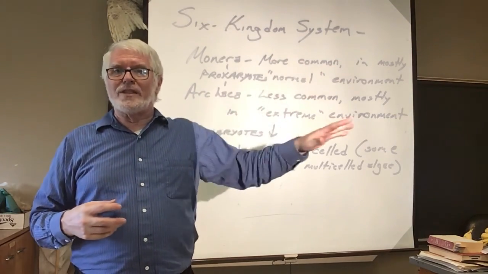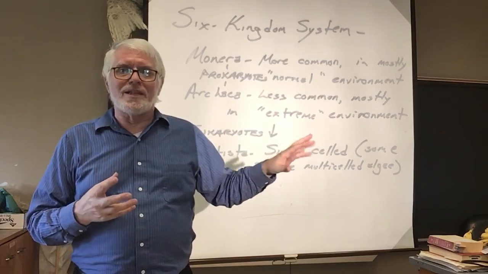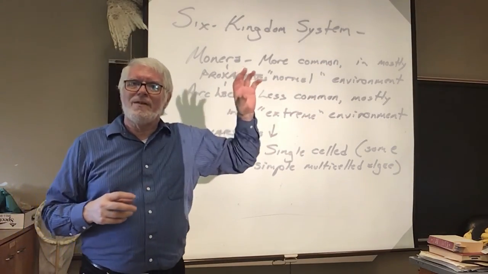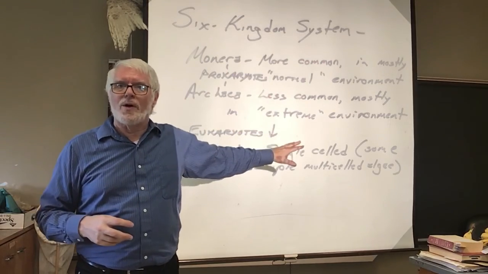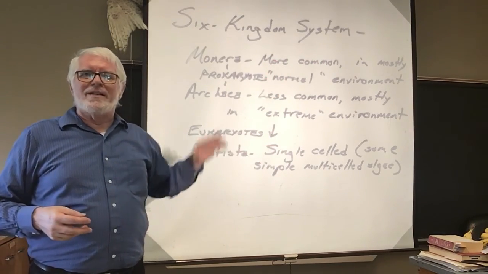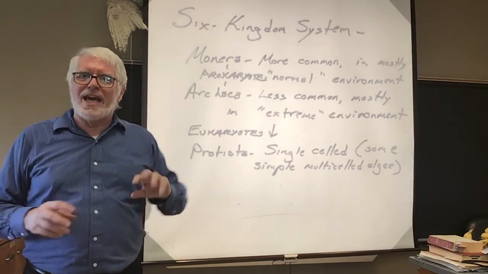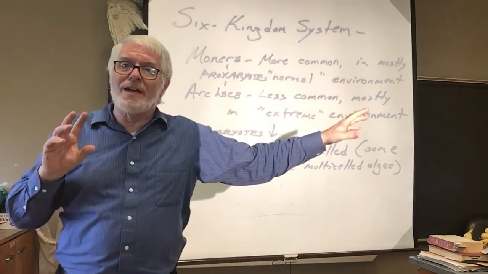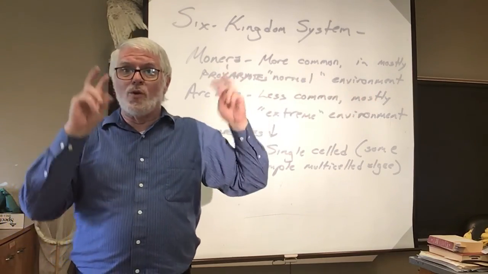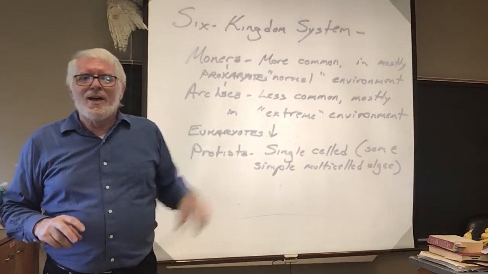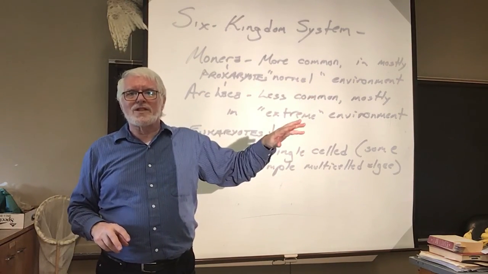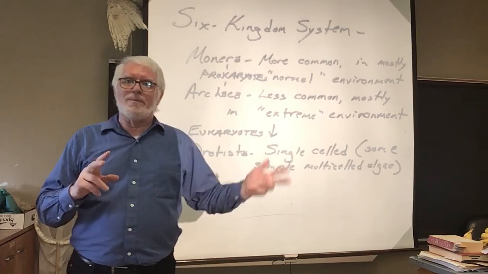I'm going to give you differences, because when I ask you a question about this, I like you to list the kingdoms and then to give me features that make them distinct from all the other kingdoms. And here, we're going to fudge a little bit. So for the Monera, we're going to say that they're way more common out and about in the world, much more likely to be found in a normal environment, whereas Archaea are rarer, and if you're going to find them, you're most likely going to find them in an extreme environment.